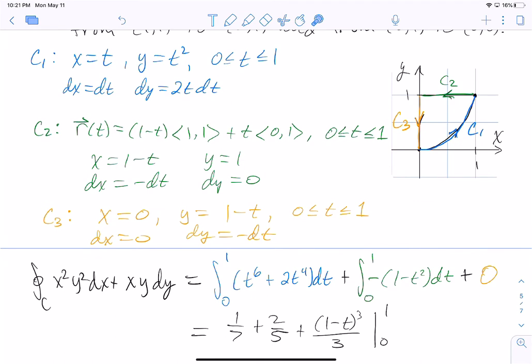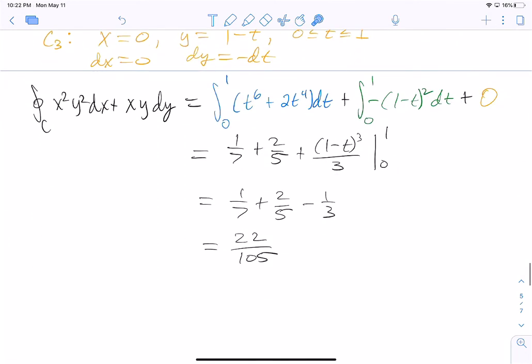And at this point, it's the power rule all around. T to the 6th evaluates to 1/7 t to the 7th, 2t to the 4th evaluates to 2/5 times t to the 5th, but t is going from 0 to 1. For the second integral, I wrote the integrand incorrectly. It's 1 minus t, the quantity squared. So we have a u, which is 1 minus t. A du is negative dt, and so we can use the power rule on that expression, which I somehow did correctly there. 1 minus t, the quantity cubed over 3. That last bit's evaluated from 0 to 1. Ultimately, here we end up with a result of 22 over 105.